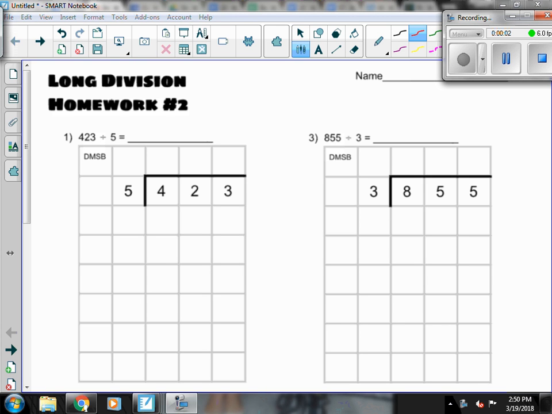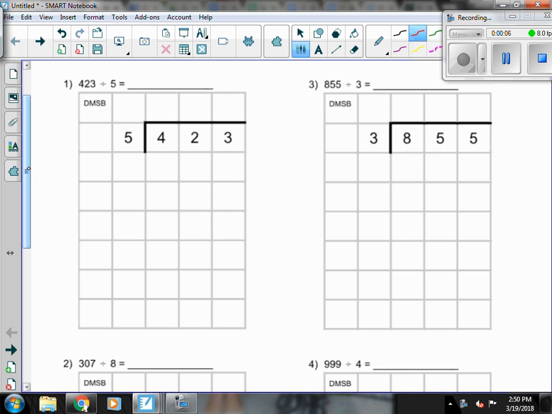This is some homework for long division, and if we look at number 1, I can see that 5 doesn't go into 4, so I look at 5 goes into 42 8 times, which is 40, so that's my multiplication. Then I subtract 42 minus 40, and I bring down the 3. Now I start over with my new number.